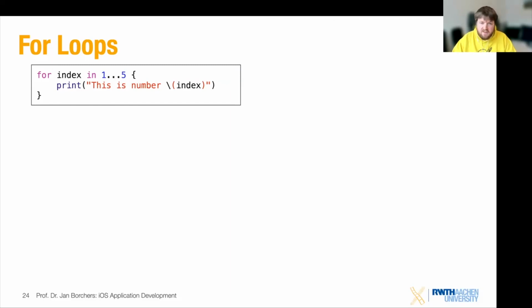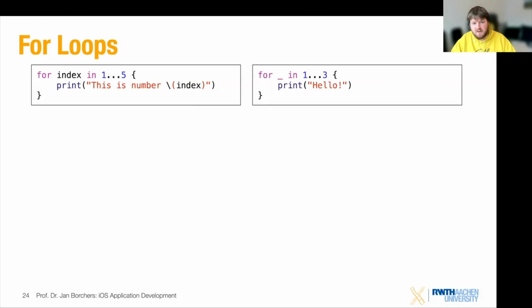So if we just want to iterate a certain number of times and want to repeat something there, and we don't really need the index, similar to the functions that we spoke about, if you just have an underscore, you don't really assign the iteration to a new value. You just iterate here 3 times and print out hello 3 times, but you don't have access to a variable index over the time.